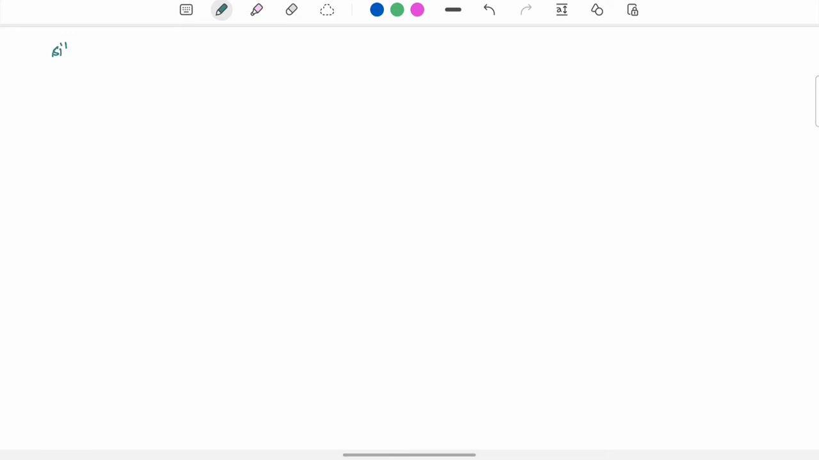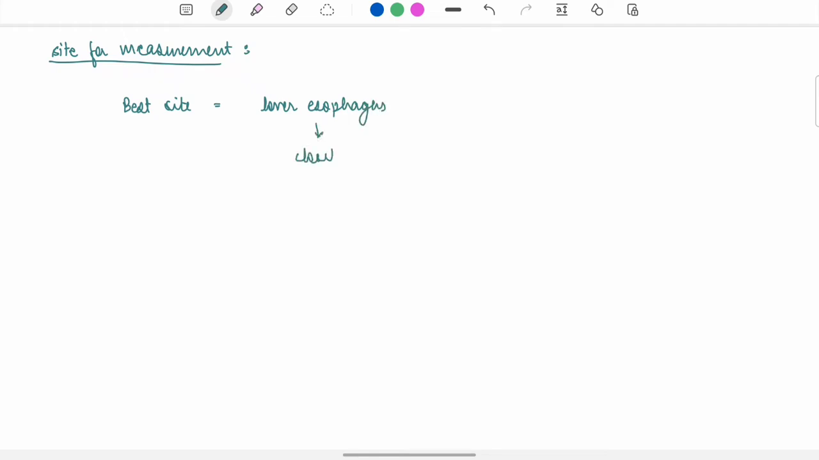Now the sites for measurement of temperature. The best site is the lower esophagus. Why is the lower esophagus the best site? Because it closely reflects the core body temperature.